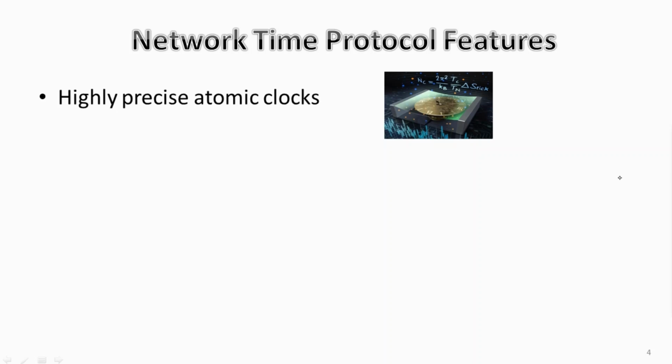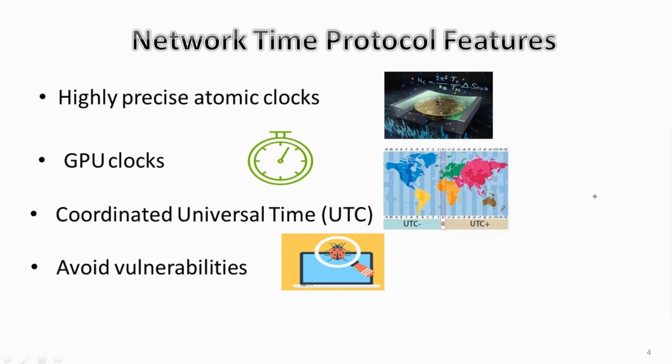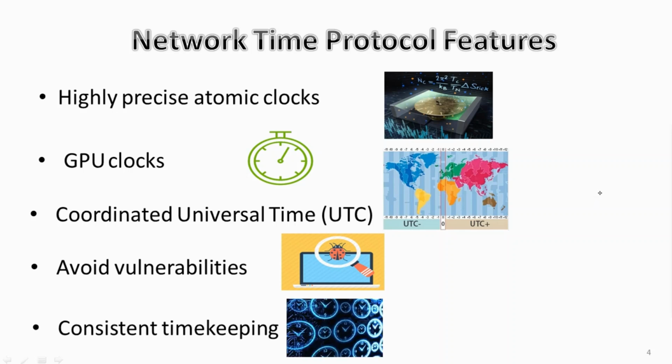Now, moving on. Let's look into a little bit about the features of NTP, which are the main features we can say. NTP servers have access to highly precise atomic clocks and GPS clocks. It uses Coordinated Universal Time, which we call UTC, to synchronize GPS clock time. It avoids even a fraction of vulnerability in information exchange communication. Also, it provides consistent timekeeping for file servers. So those are the main features of NTP and more.